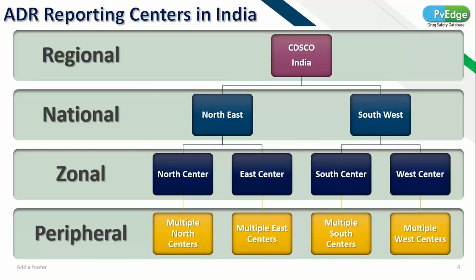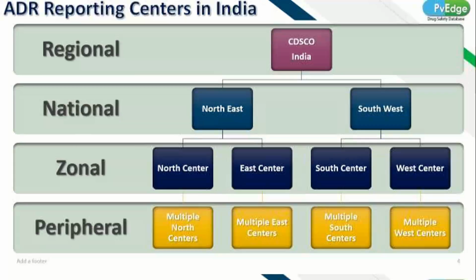like East centers, West centers and South centers, like Hyderabad is there, Kolkata is there, Mumbai is there. So there are various zonal centers also established by CDSCO India for collecting the ADR data. There are some micro centers also, which we call peripheral centers, which were established by CDSCO for again collecting the ADR data at the micro level from the various spontaneous sources and solicited sources. So this is a small idea of how the structure works in India.